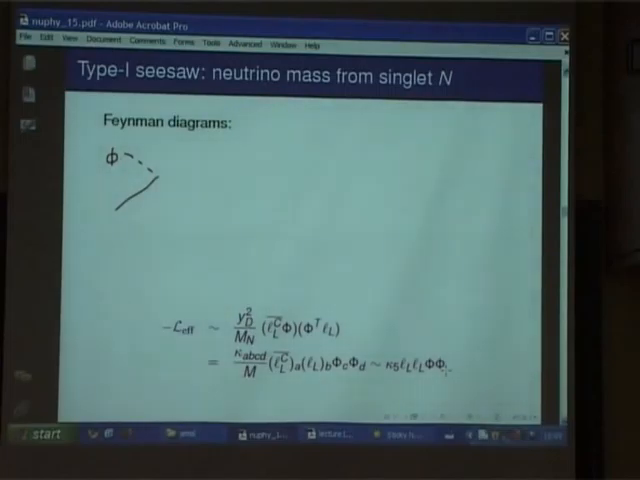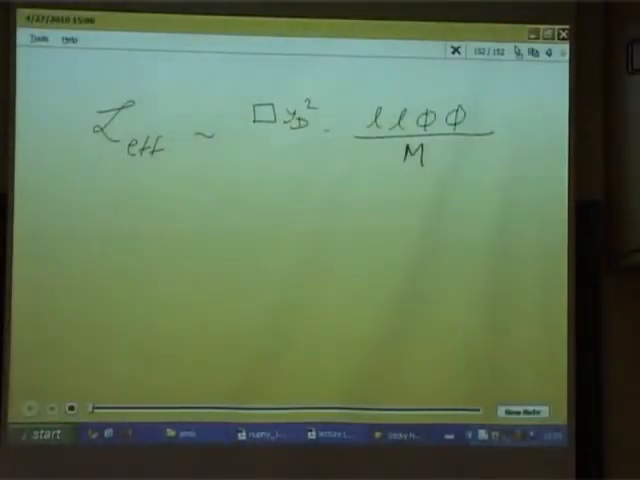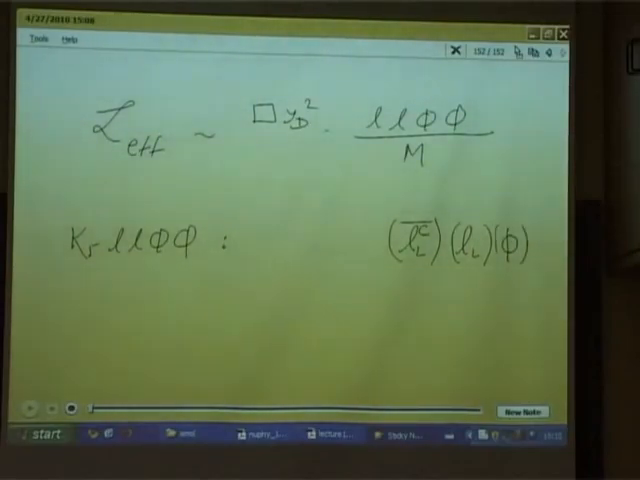But what kappa L, phi, phi actually means is the following. We have got this LL, which is the same as LLC bar. We have got this. Then we have got another L. Then we have a phi and we have phi. So we have 4 fields: L, LC, phi and phi.